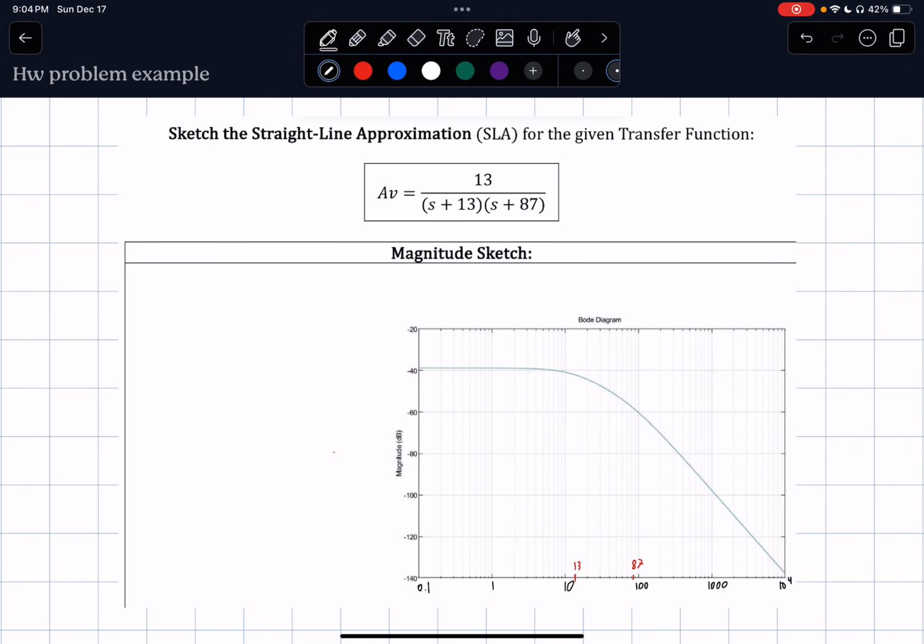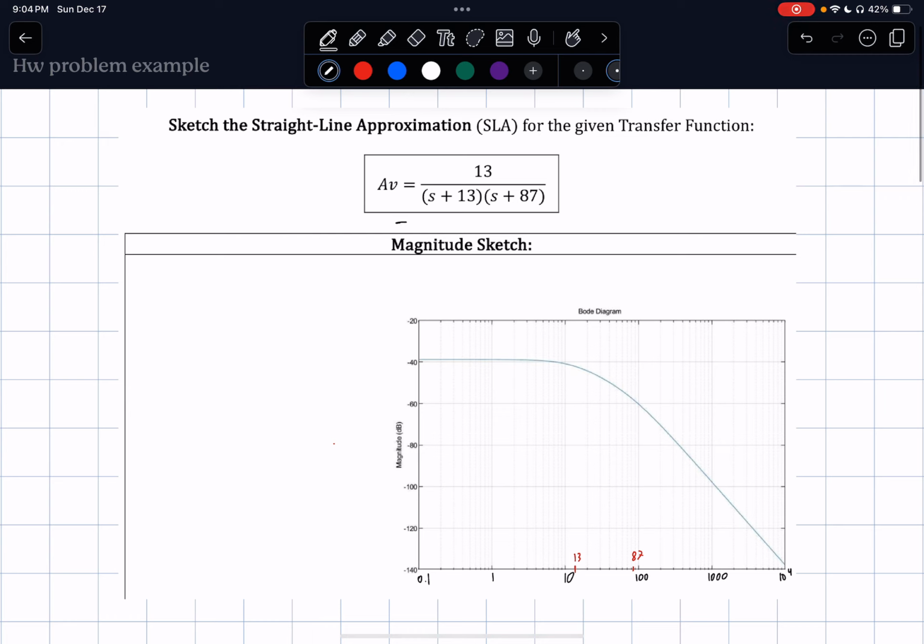I'm going to be showing you how to do a straight line approximation, given a transfer function, in this case just the magnitude graph. As I said, we've been given the transfer function, not a very complicated one, but enough to show the process.